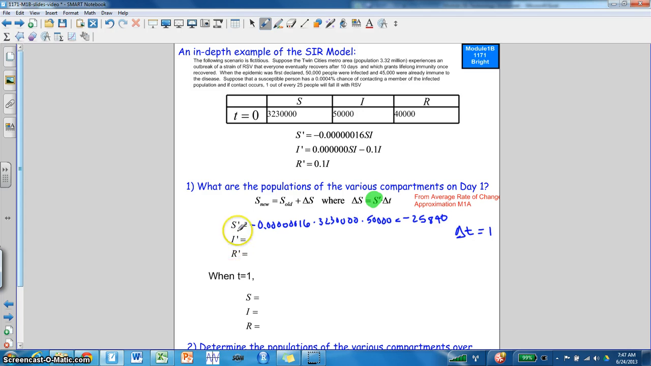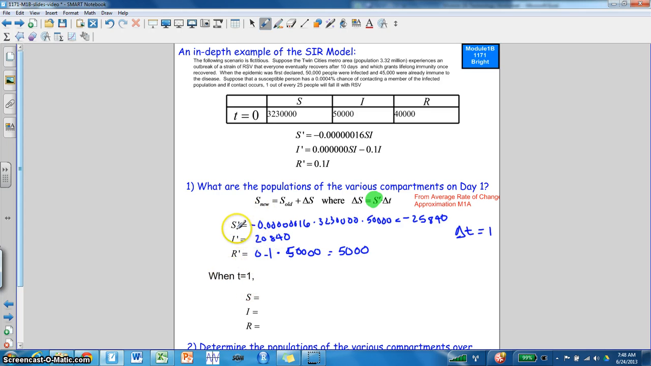Okay, the infected compartment. I'm going to skip that arithmetic because I can actually use R prime first. R prime is 0.1 times the infected population, which is 50,000. That's just 5,000 if you do the computation. And so I prime is going to be the positive of this minus that. Doing the arithmetic, you're just going to get 20,840.